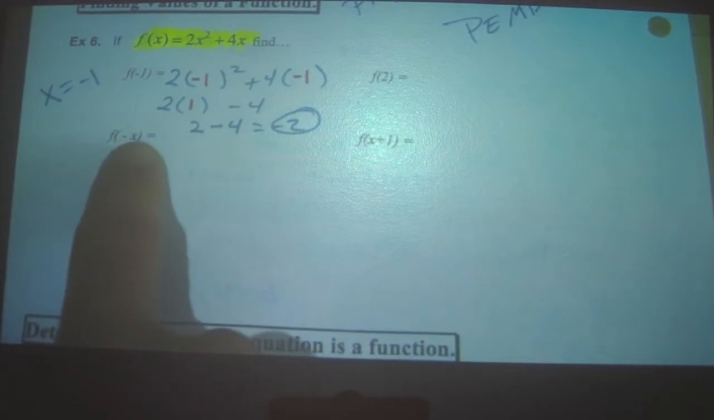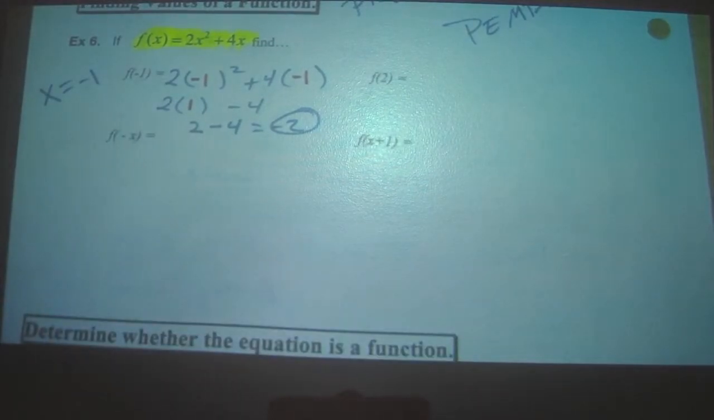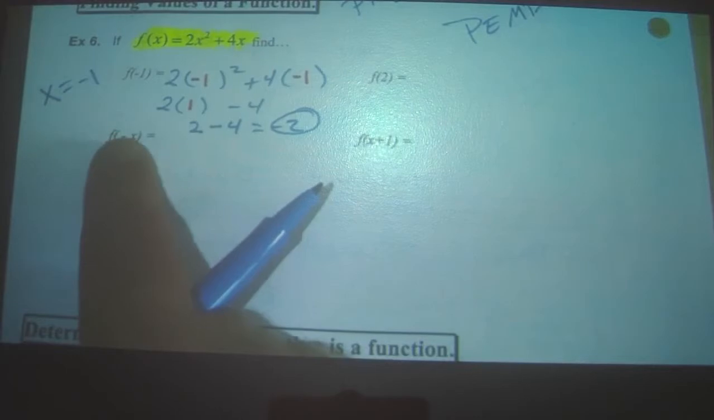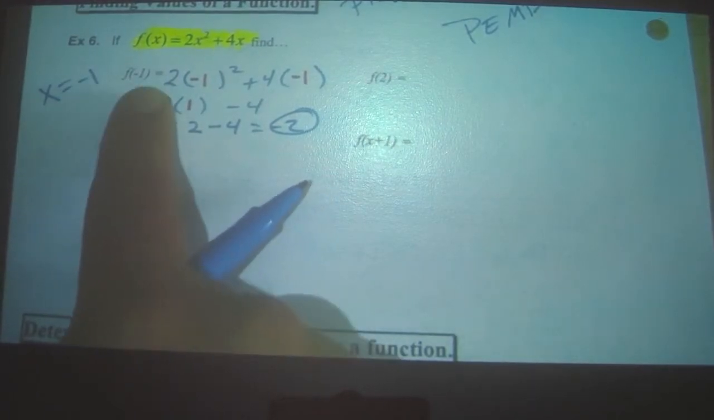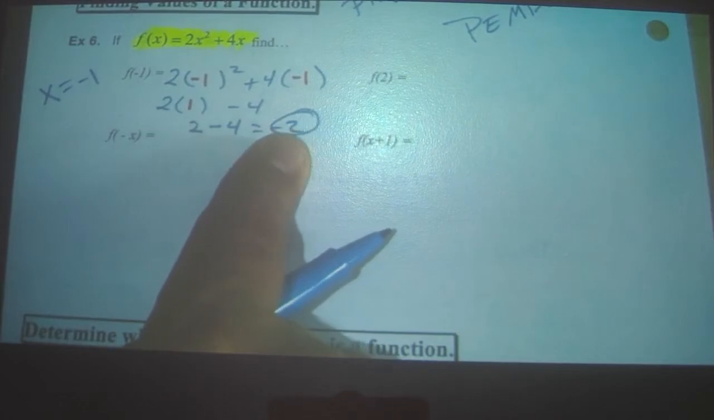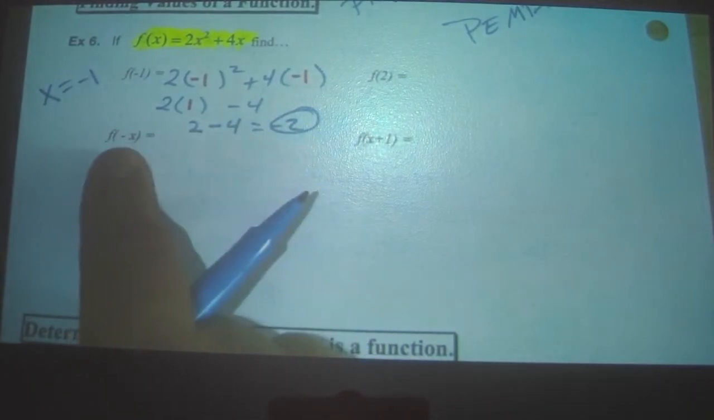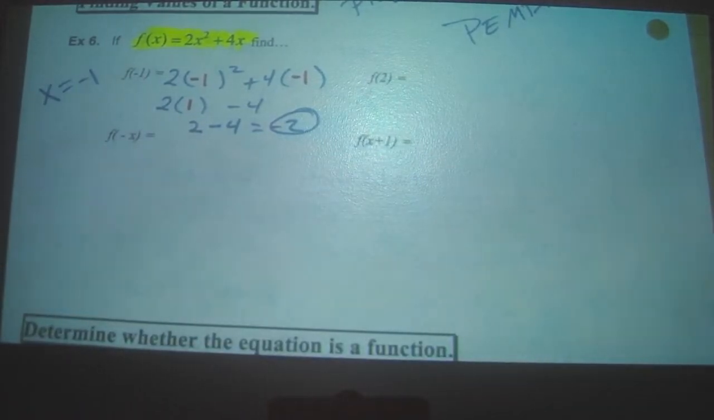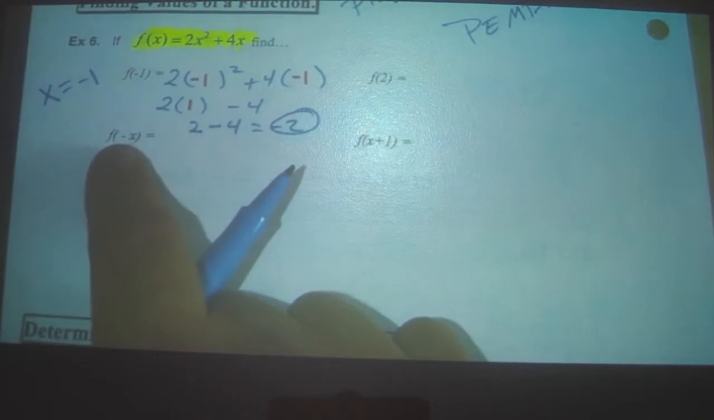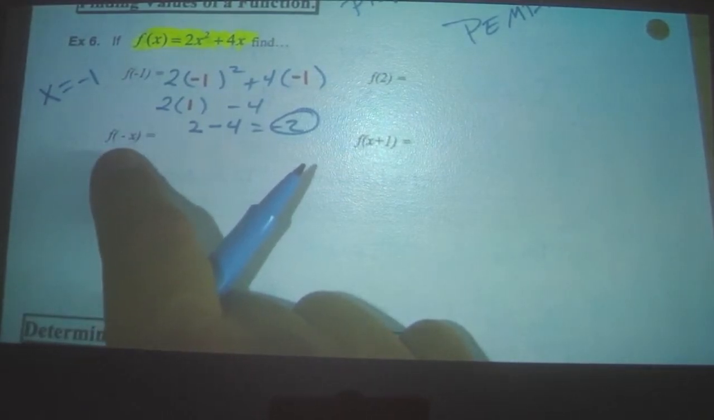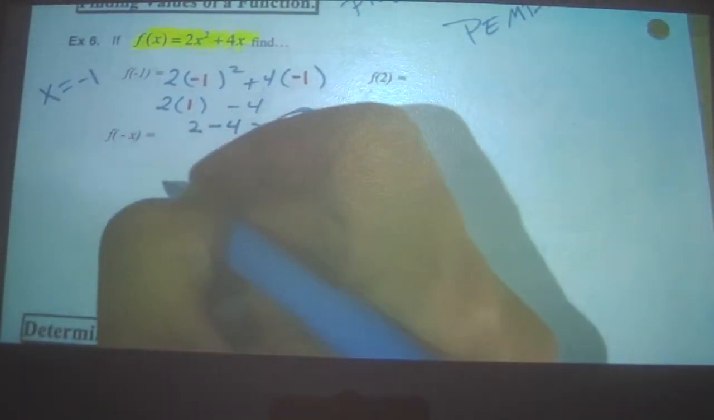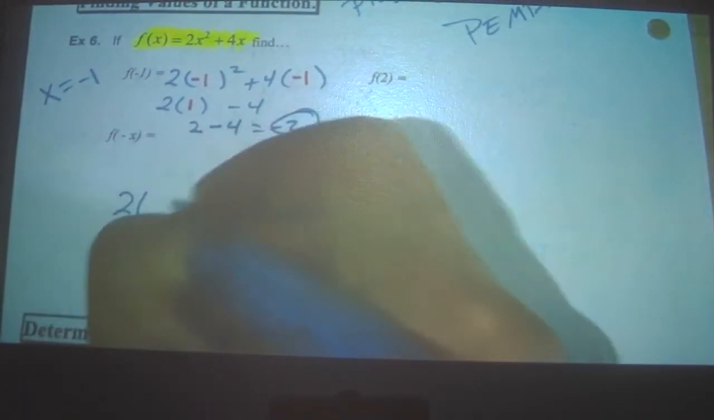It says f of -x. If your input, just like -1 was my input and -2 is my output, is in terms of x, then my final answer, my output, is going to be in terms of x. Now, the nice thing is we've done this already. We've done this when we tested for symmetry, if you guys remember. Remember replacing x with -x? It's the exact same thing.